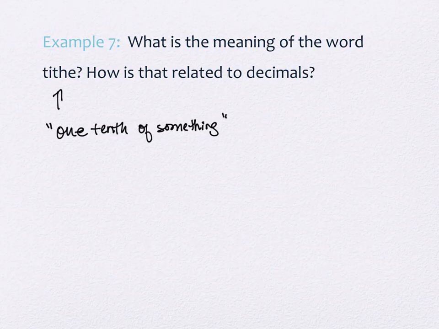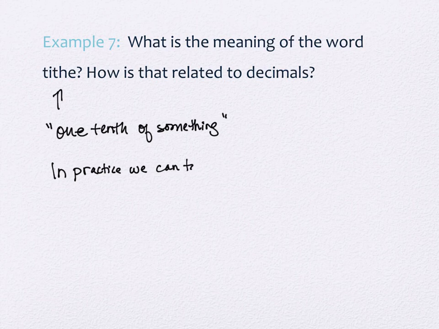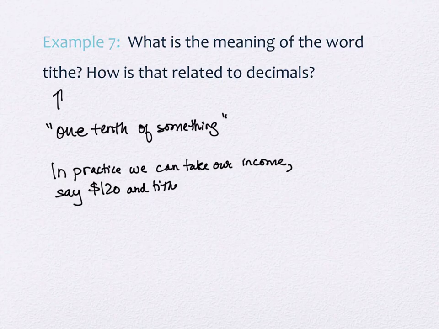So this is 1/10 of something. So what does this do with decimals? Well, in practice, it's like what you guys are saying. So in practice, we can take our income, let's say you made $120. Okay, it's a random number, $120. And tithe is 1/10 of that, or 10%, which is what Faith said, 10%. What would be the tithe for $120?